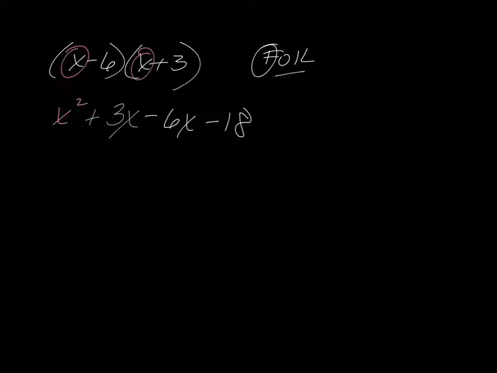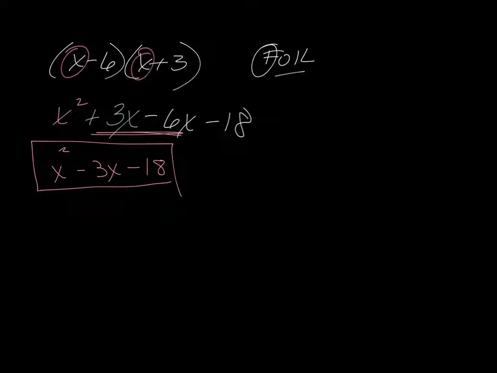Now usually I'll be able to combine the middle two. Not always, but most of the time. And so then I have x squared. Positive 3 minus 6 is negative 3, and then nothing with the 18. And I end up getting an expression that looks like that with 3 terms in it.